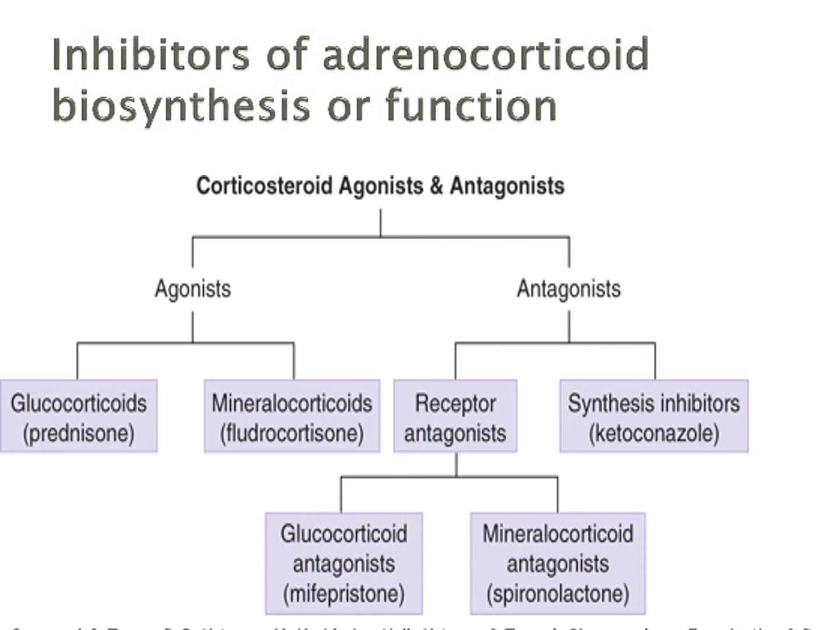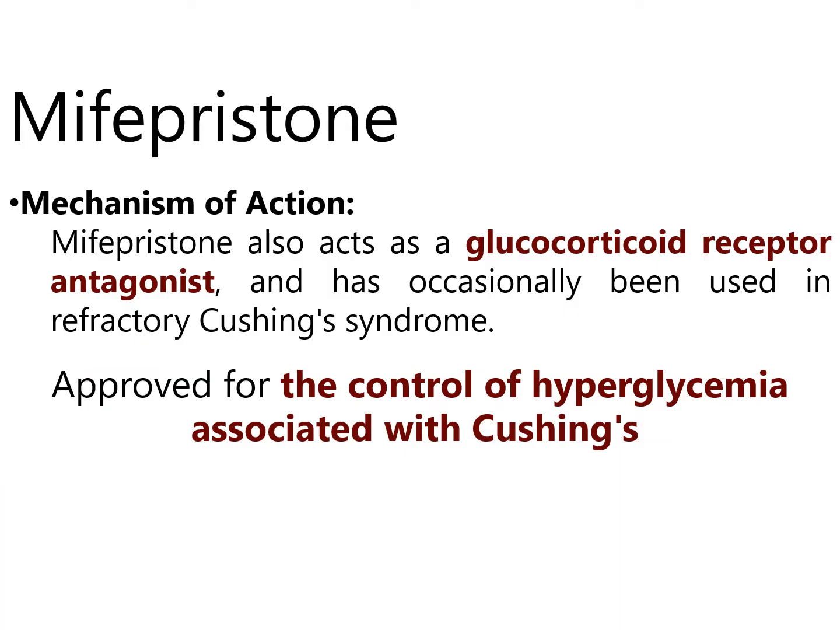Here you can see the agonist and antagonist. Agonists you all know by now, so now we are going to read about antagonists. The antagonism is at two levels. One is at the receptor level and the other is at the synthesis level. So we have receptor antagonists: the glucocorticoid antagonist, mifepristone, and the mineralocorticoid antagonist, spironolactone. Spironolactone you have read in the diuretics. So we will read about mifepristone.